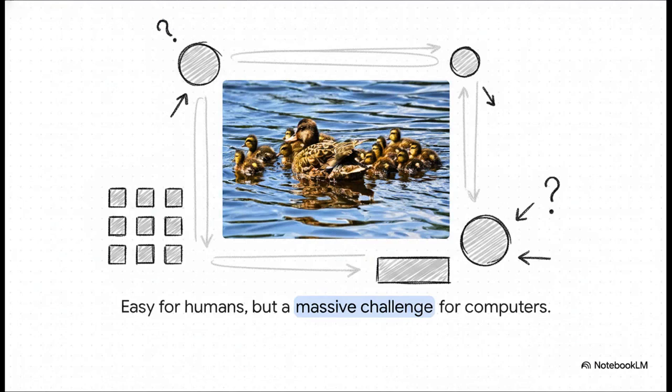Just take a look at this picture. It's a mother duck swimming with her ducklings. Now, without even trying, your human brain effortlessly separates the mother duck from the water from the ducklings, and each tiny little duckling from its siblings. For us, it's instantaneous. But for a computer, you have to remember, it only sees a massive flat grid of numbers and pixel values. So isolating those overlapping shapes is an absolutely massive challenge.